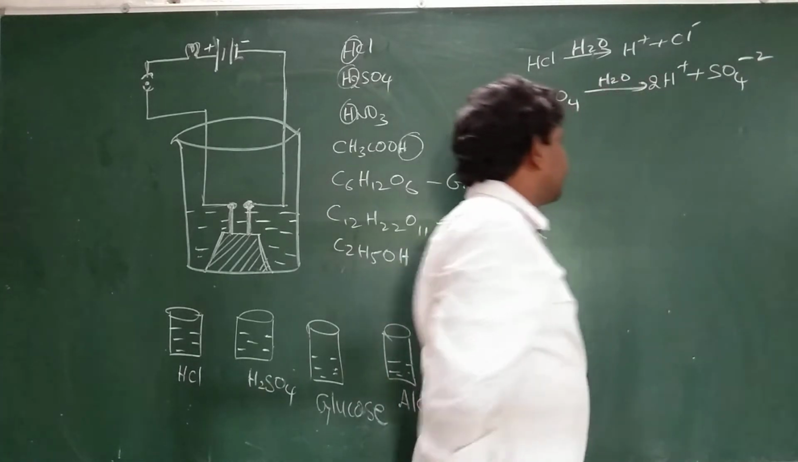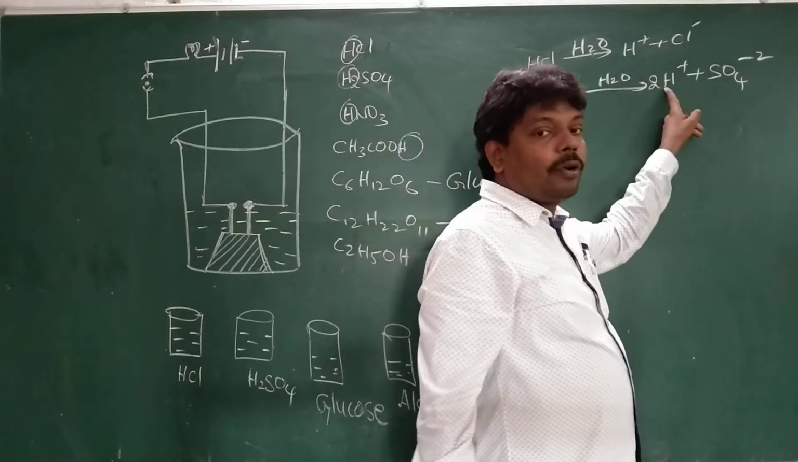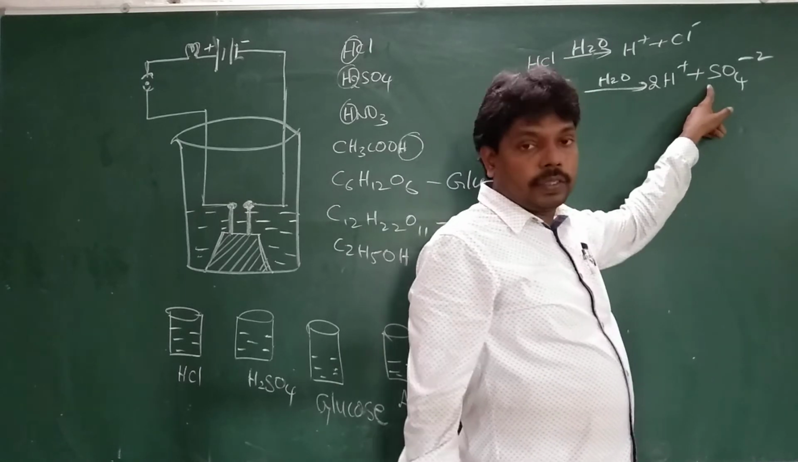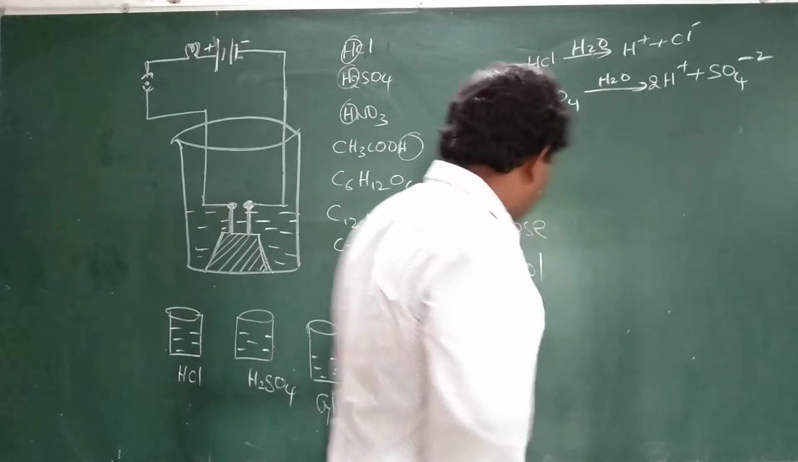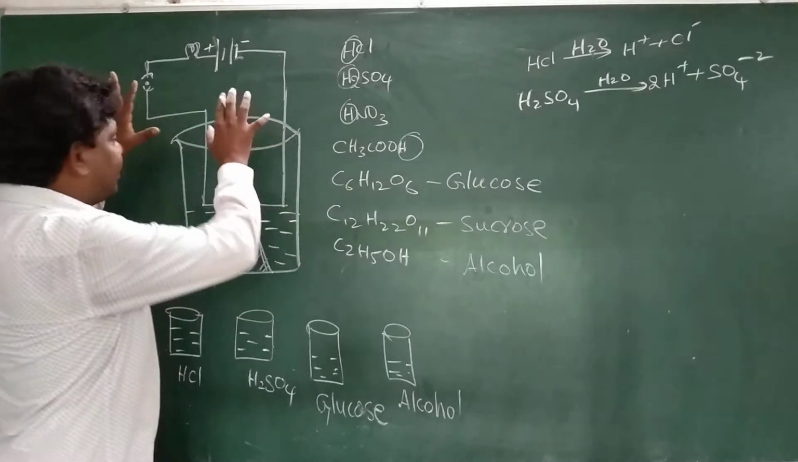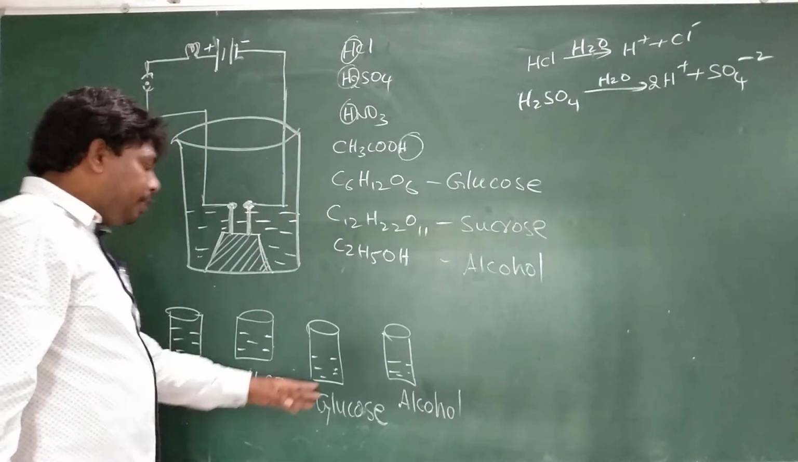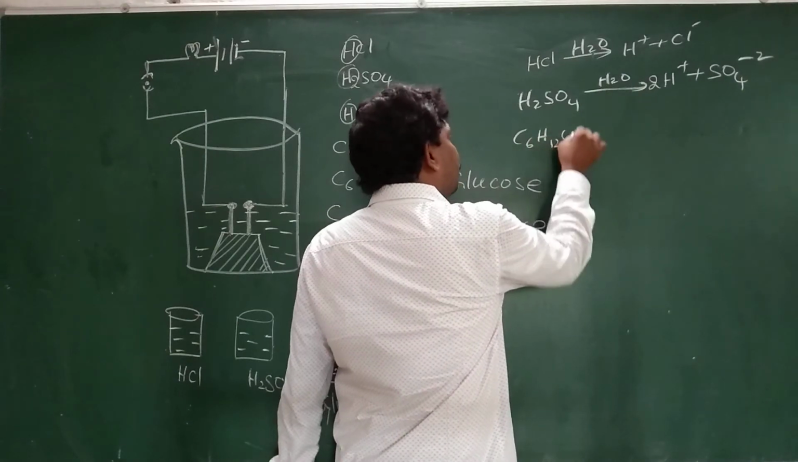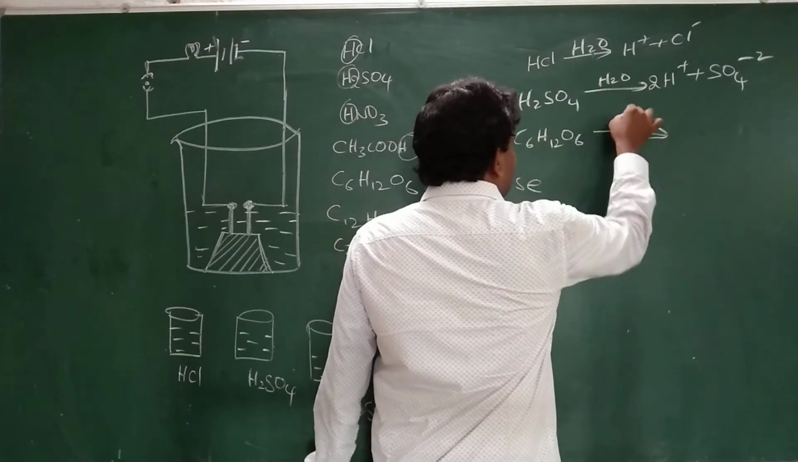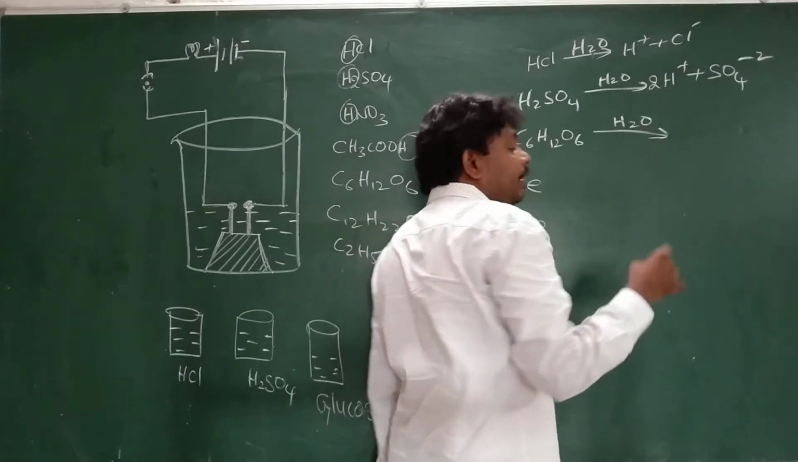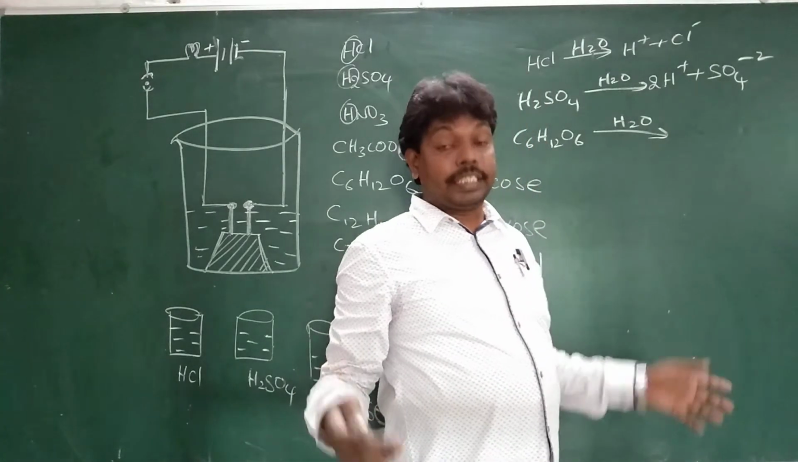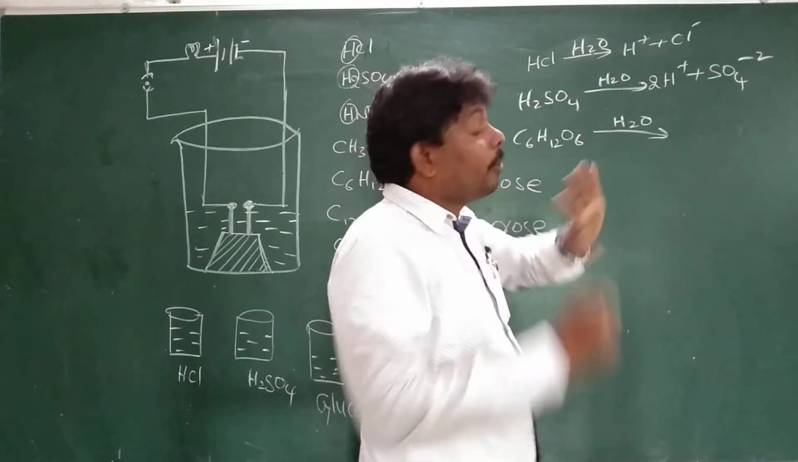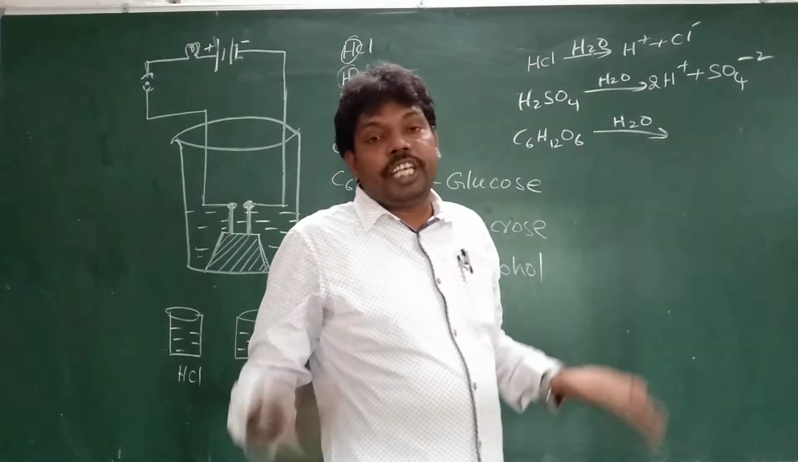SO4 minus 2. It gives two ions, hydrogen ions and sulfate ions. So these ions help pass the electricity, so that's why the bulb glows. Next, if you take glucose, C6H12O6, in the presence of water, what happened? They did not ionize. Here these two are ionized, dissociated.